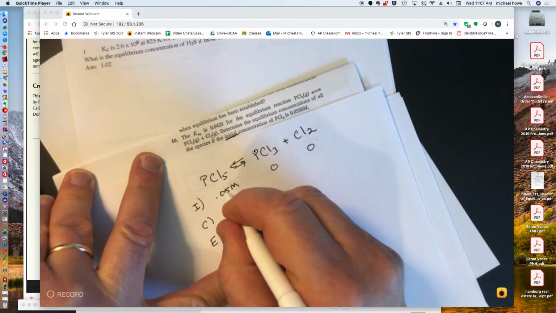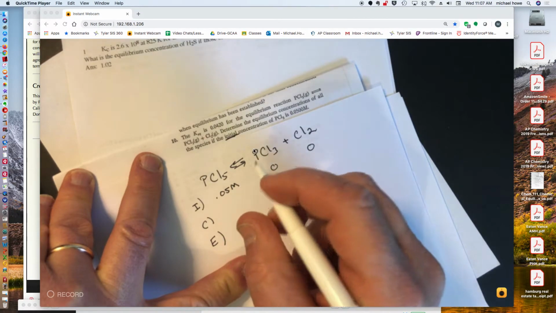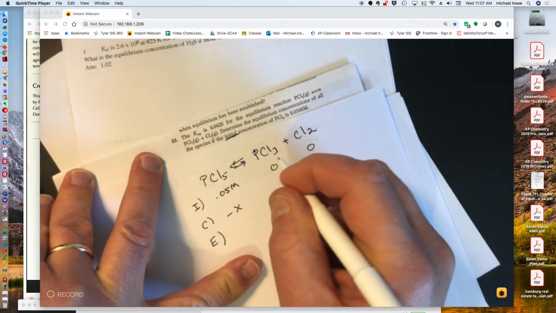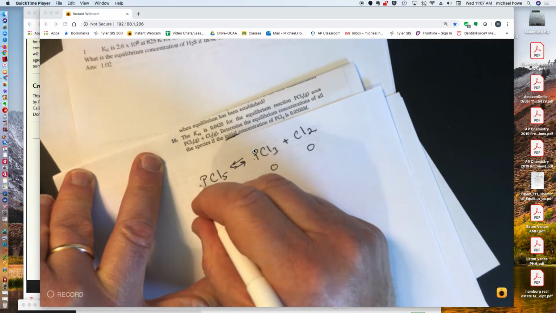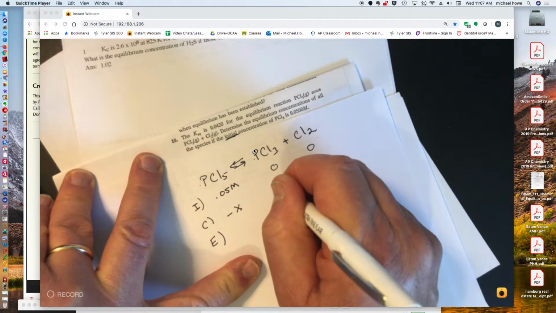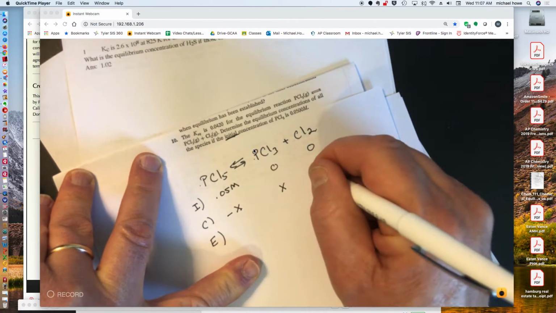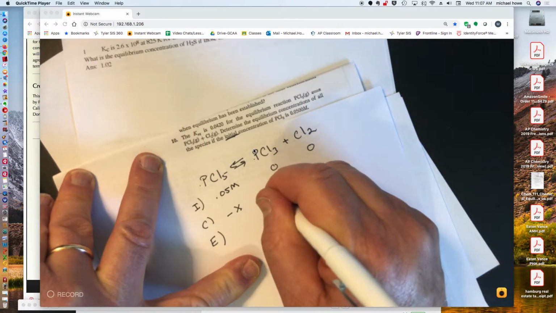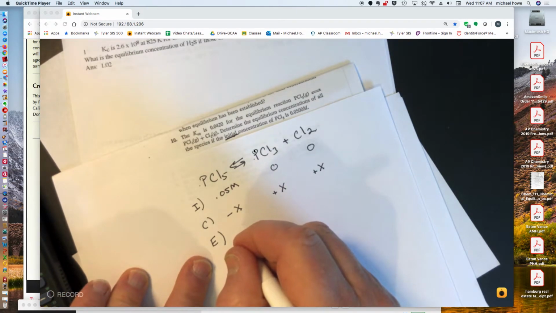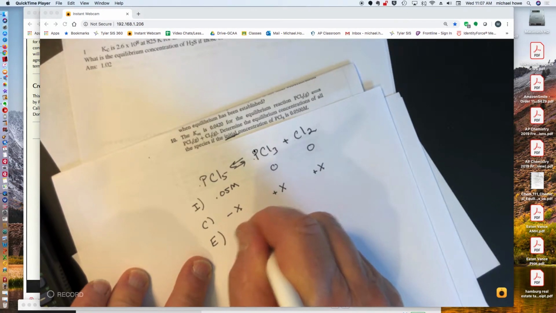We know that some of this will react, but since it's equilibrium, not all of it will react. So we lower it by some amount that we don't know. We also know that there is a 1-to-1 mole ratio. So if X amount of this reacts, then the same amount will be produced because of the 1-to-1 ratio. Same thing here, 1-to-1. So that's going to be X. So these are both going up by X amount, and this is going down by X amount. So when you hit equilibrium, you're going to have 0.05 minus X.